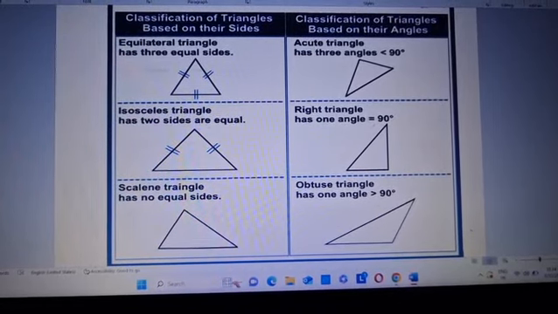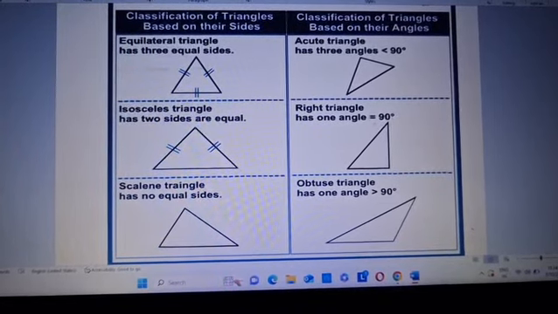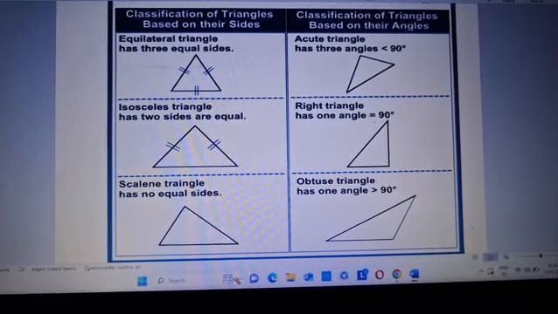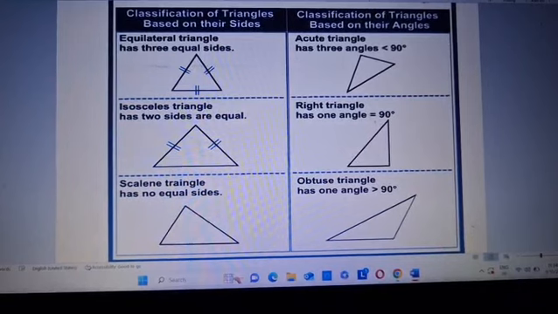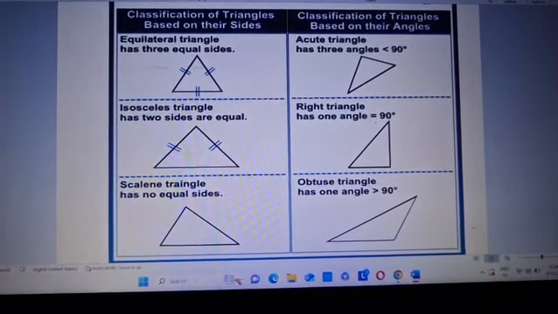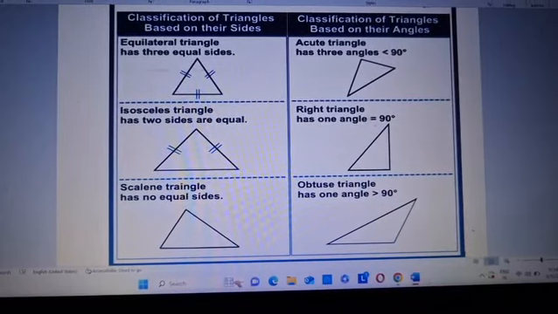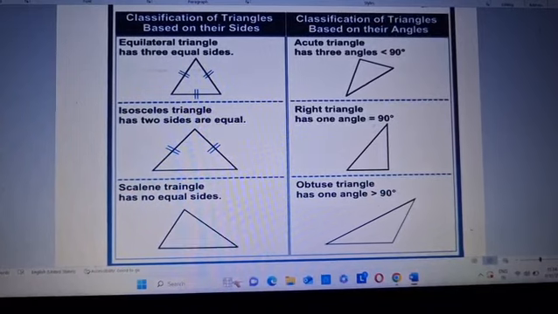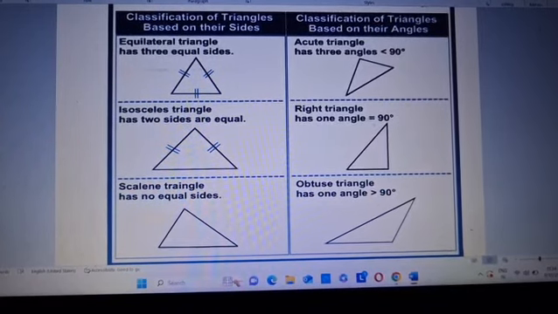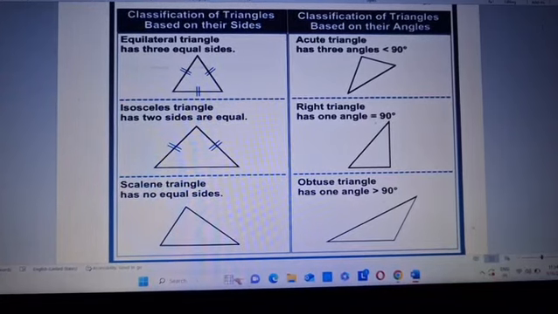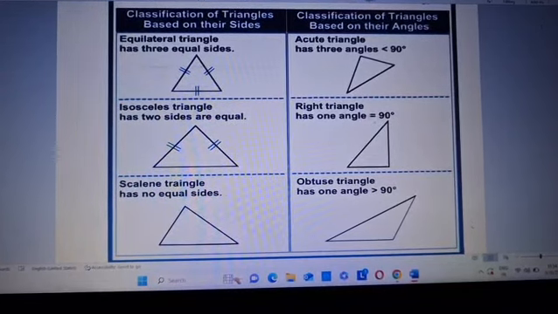Now I am moving forward to the types of triangles based on their angles. The first type is acute triangle, a triangle whose three angles measure more than 0 degrees but less than 90 degrees. So it is known as an acute triangle. You can see in the figure what the acute triangle looks like.